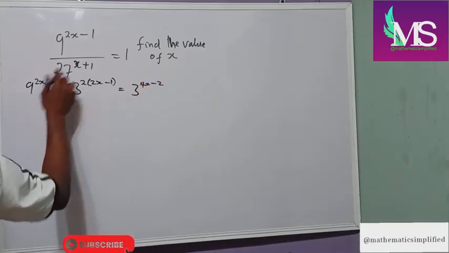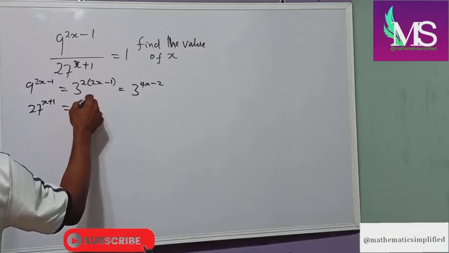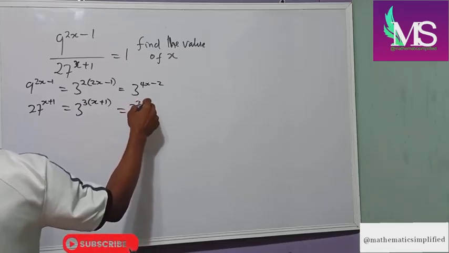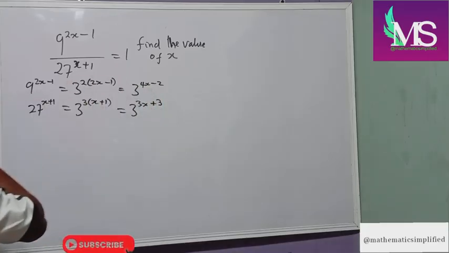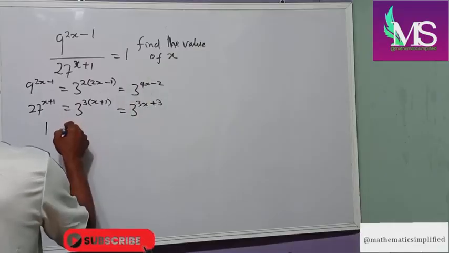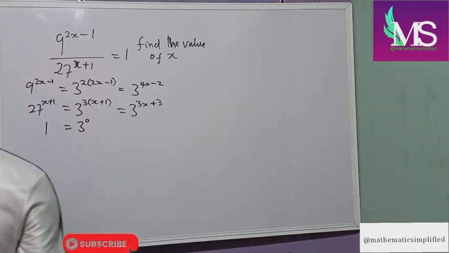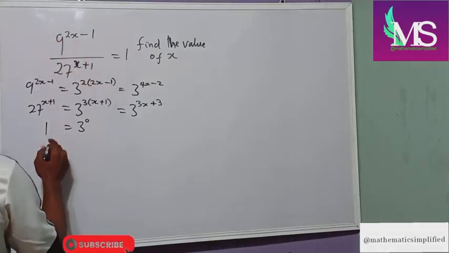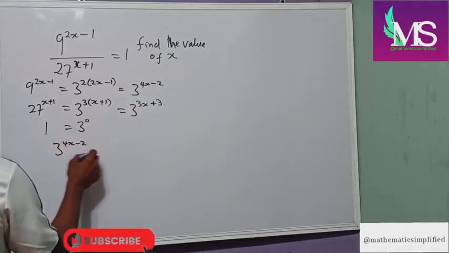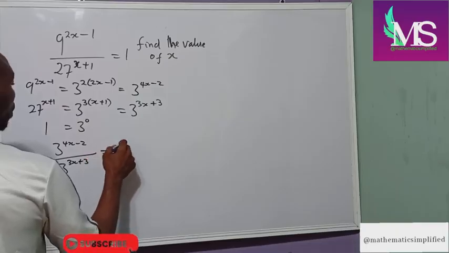Okay, and for our denominator, we have 27 to the power x plus 1, which is going to give us 3 raised to the power 3 bracket x plus 1, which will give us 3 raised to the power 3x plus 3. Okay, now I will know that our 1 equals 3 raised to the power 0, because anything raised to the power 0 is 1. Now replacing all these terms back here, we have 3 raised to the power 4x minus 2 all over 3 raised to the power 3x plus 3 equals 3 raised to the power 0.